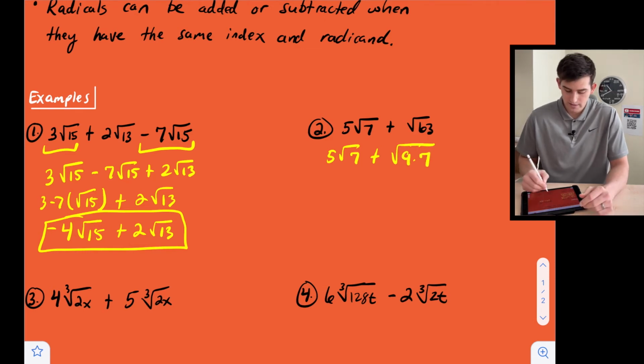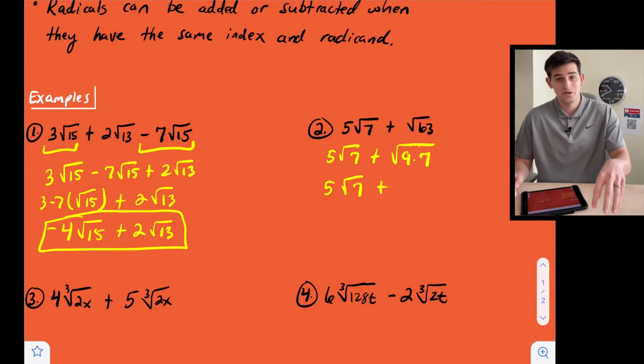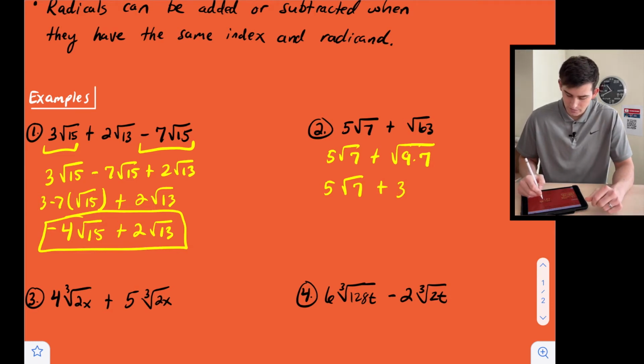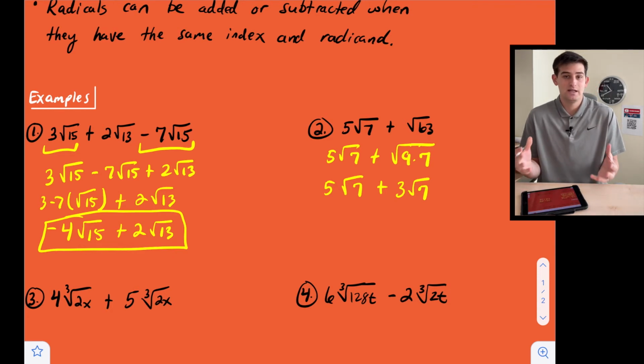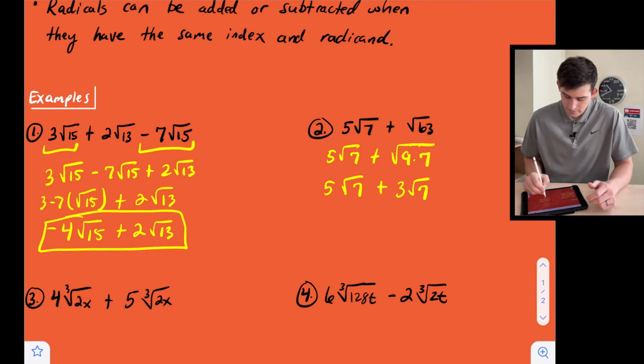If we do that, now we have separated this, and we can say 5 root 7 plus the square root of 9, which is 3. So this would be 3 root 7, and now we can go ahead and add 5 and 3. Our final answer would be 8 root 7.